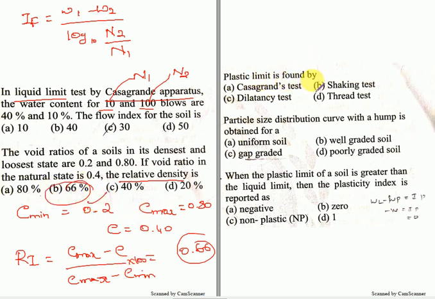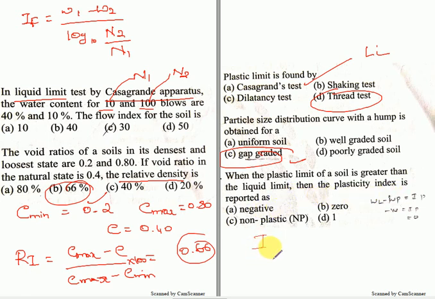Plastic limit is found by the thread rolling test. What about the Casagrande apparatus? With the Casagrande apparatus, we can find the liquid limit. This is the shaking test, dilatancy test. I will explain it in the future topics. Particle size distribution curve with a hump is obtained from, if humps are formed inside, of course it is gap graded aggregates.